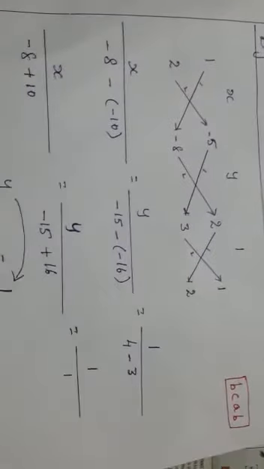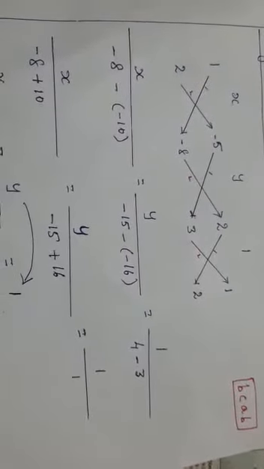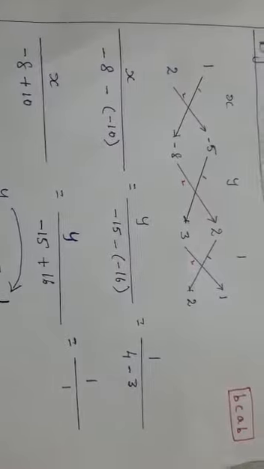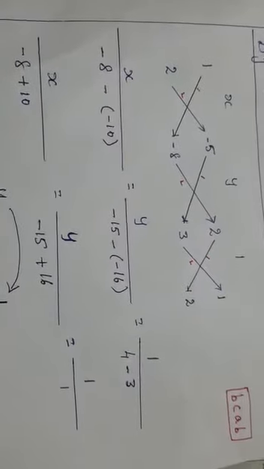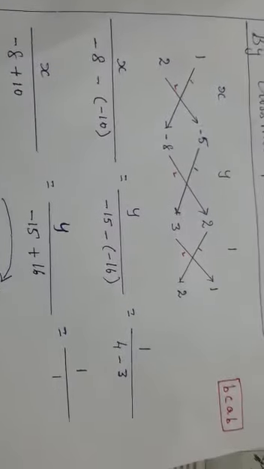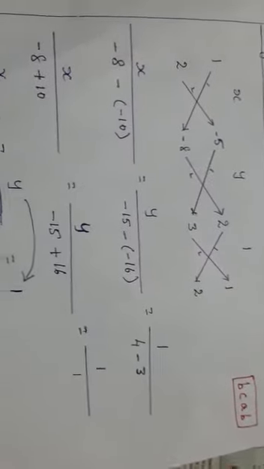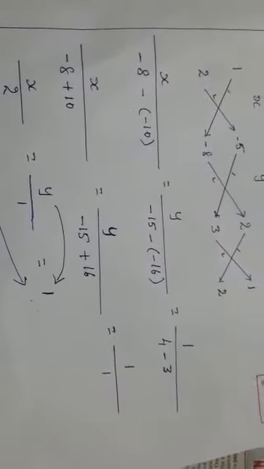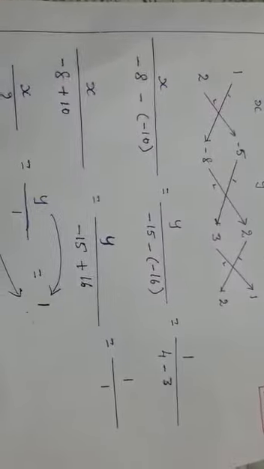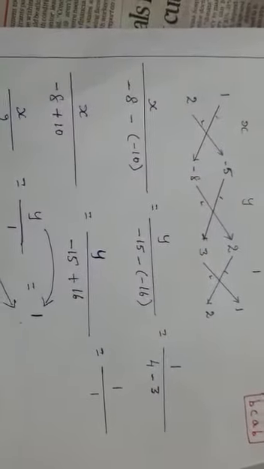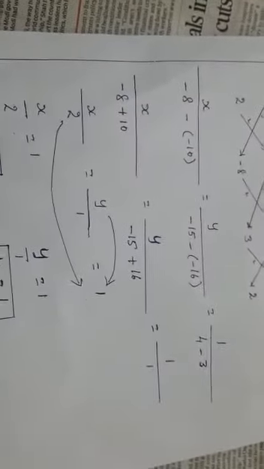x by minus 8 minus of minus is plus 10, which is equal to y by minus 15 minus of minus plus 16. 1 by 4 minus 3 is 1. Now x by minus 8 plus 10 is 2, equal to y by minus 15 plus 16 is 1, equal to 1. So x by 2 is equal to 1.